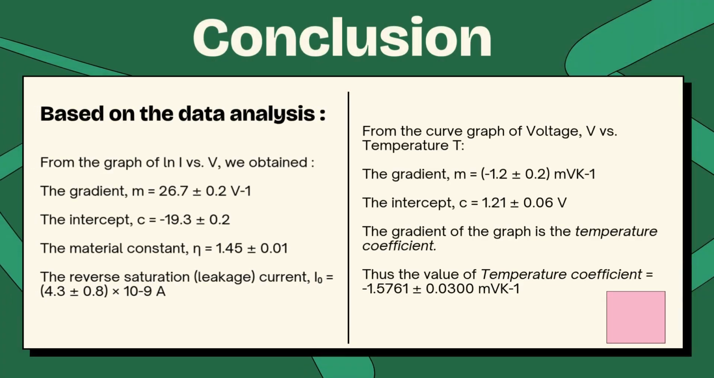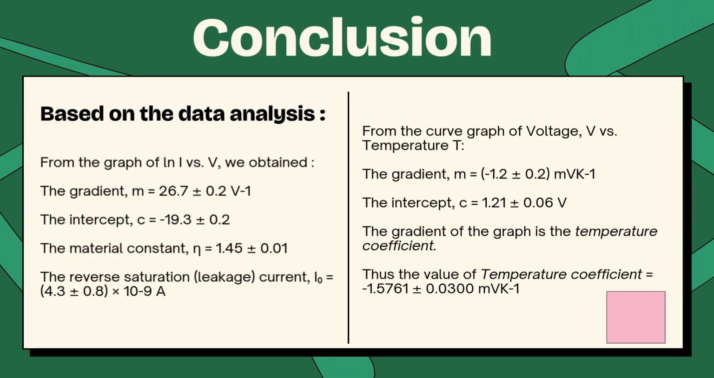Lastly, the conclusion. Based on the data analysis from the graph of ln current versus voltage, we obtained the gradient M 26.7 plus minus 0.2 per V, the intercept C negative 19.3 plus minus 0.2, the material constant N equal to 1.45 plus minus 0.01, and the reverse saturation leakage current I naught equal to 4.3 plus minus 0.8 times 10 to the power of negative 9 A.